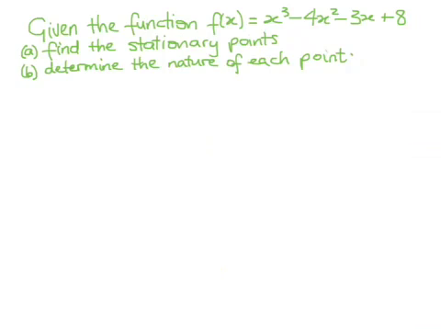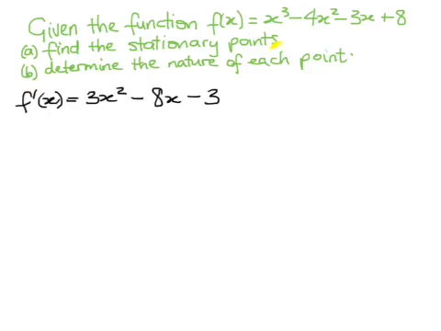Let's try a question now where we don't have a graph. Given the function f of x is equal to x cubed minus 4x squared minus 3x plus 8, we've got to find the stationary points, and note the use of the s here, and then determine the nature of each point. So I know that I have a cubic graph. It's an x cubed. It's a cubic function.